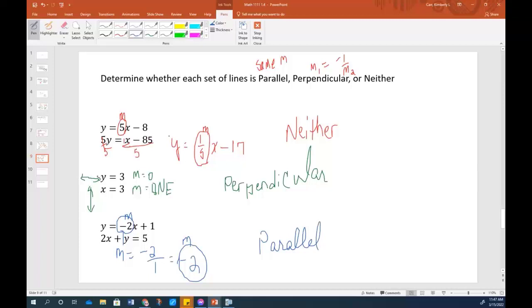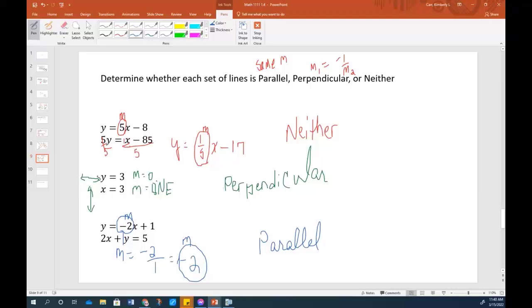So when the slopes are the same, it's parallel. Generally, for perpendicular, you've got to turn it over and change the sign. So looking at our one that's in red, it did flip it. We have the reciprocal, but it doesn't change the sign.